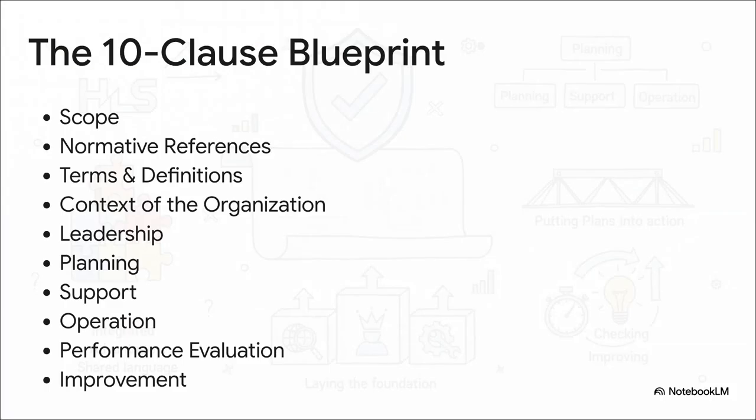And here it is, that universal blueprint. The HLS has 10 clauses. Now, the first 3 are really just setting the stage. The real engine, the part that does all the work, is right here in clauses 4 through 10. And what's amazing is that this exact same structure is used for quality standards, environmental standards, safety, you name it. We're going to focus on what these key clauses really mean for building our compliance system.